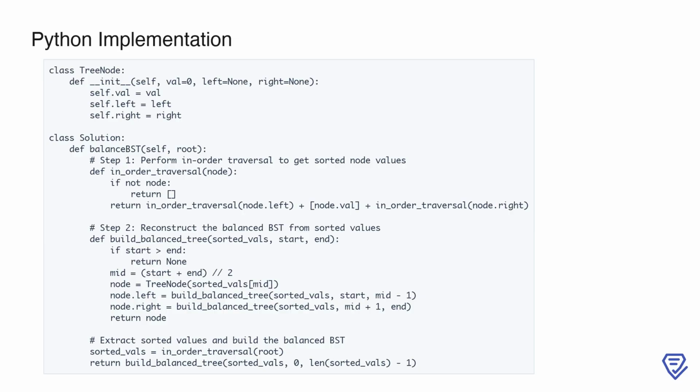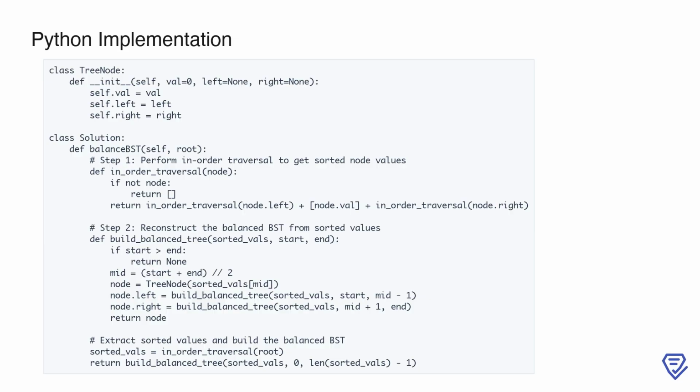The main function, balance_BST, integrates these two helper functions. It first calls in_order_traversal to retrieve the sorted values from the input BST. Then, it uses build_balanced_tree to construct and return the balanced BST from the sorted values. This approach guarantees that the resulting tree is height balanced while maintaining the BST properties.